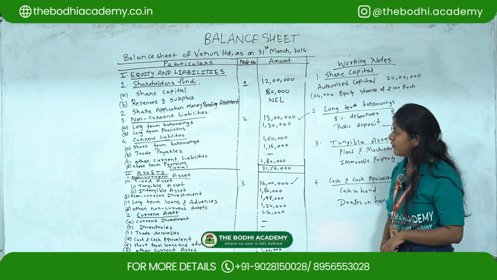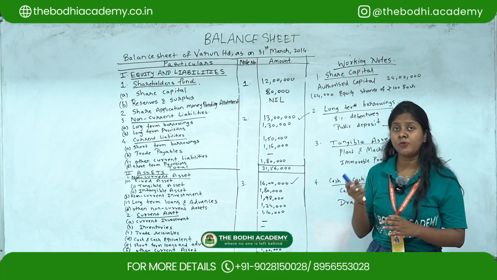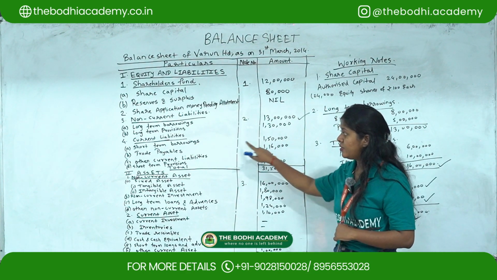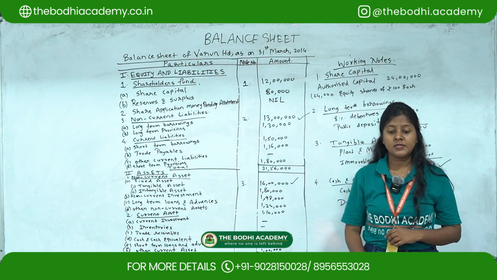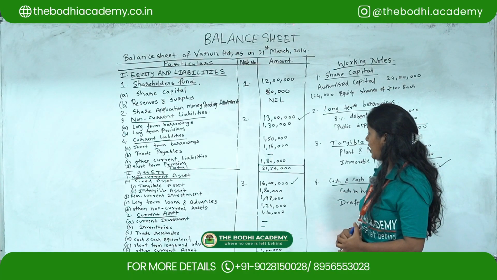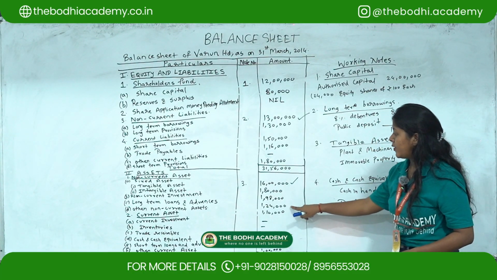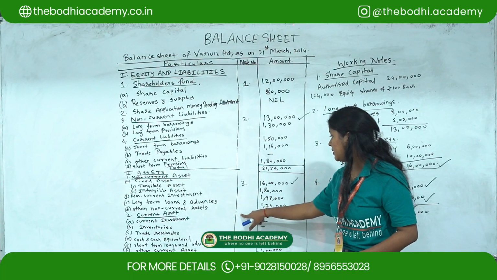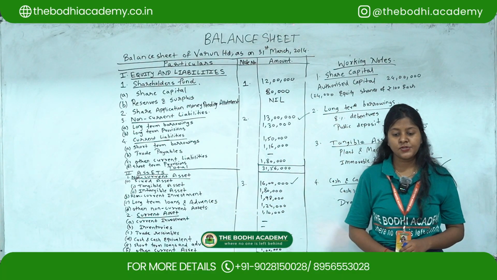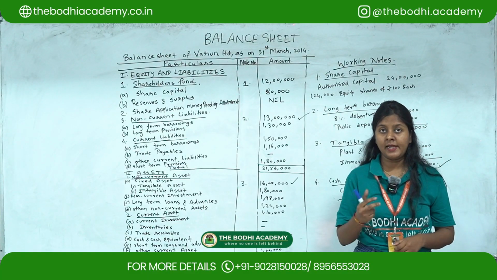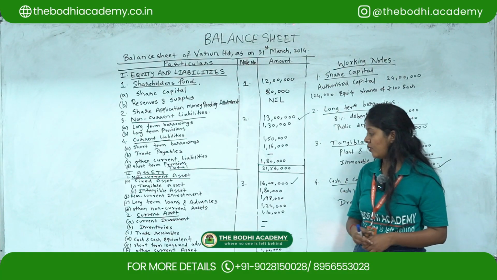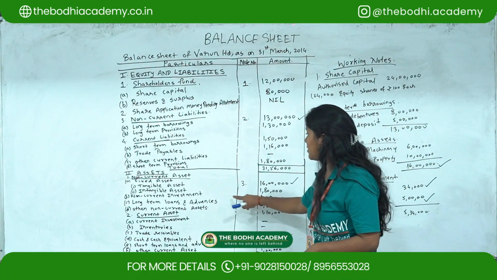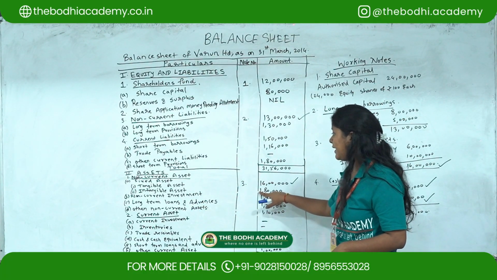Bank overdraft they have given as 1,50,000. Bank overdraft is part of short-term borrowing, so that's why it went under this head, short-term borrowings. Then security deposit 1,24,000. Security deposits also will go under long term, other non-current asset. Next, trademark. Trademark is your intangible asset. Trademark, patents and all. The amount they have given is 1,80,000, so trademarks you have to take under this part, intangible asset.